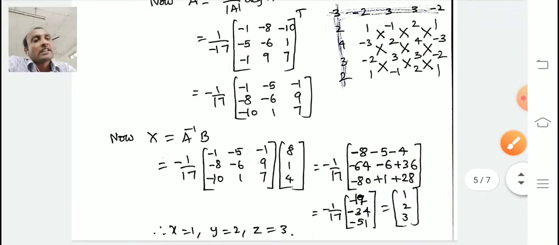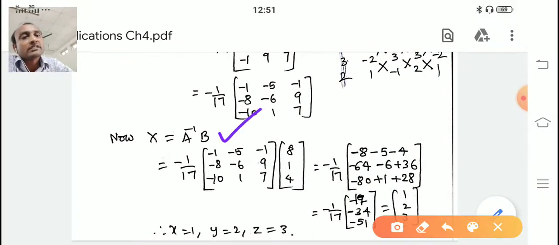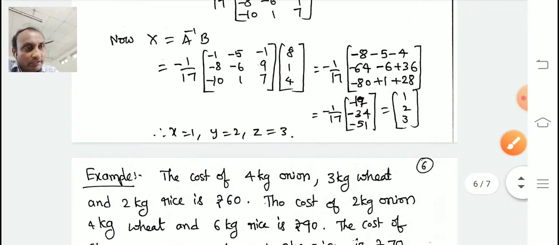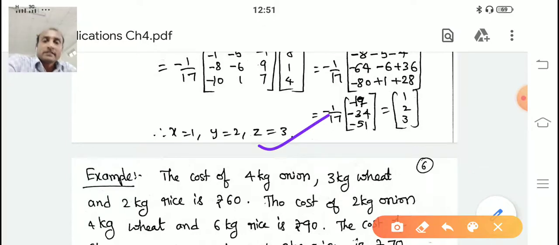Next, since the determinant is not equal to 0, x is equal to A inverse b. Having found A inverse b, calculate it, and you get x is equal to 1, y is equal to 2, z is equal to 3. There will be some application problems on this.